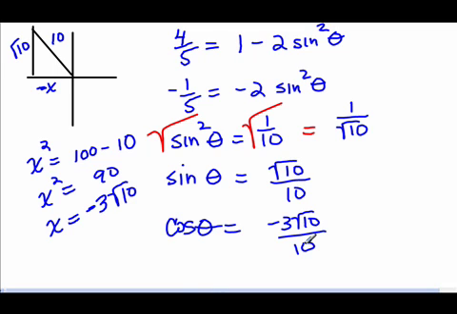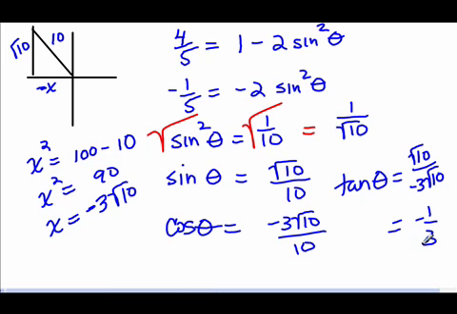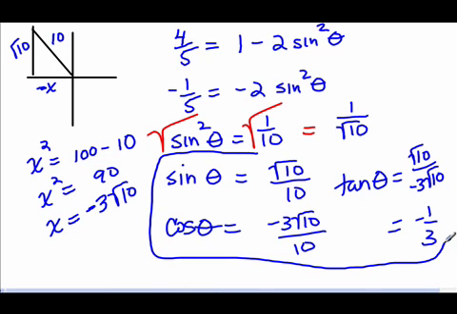No simplification needed there, right? And then tangent, which is y over x. Y is the square root of 10. X is negative 3 root 10. And the root 10s cancel each other out, and we're left with negative 1/3. So there's your sine, cosine, and tangent. You would just need to take the reciprocals of those and rationalize to get the other 3. Anybody need anything clarified there?